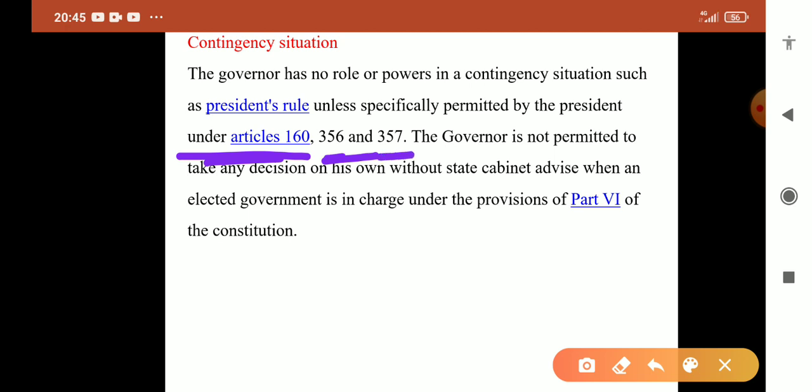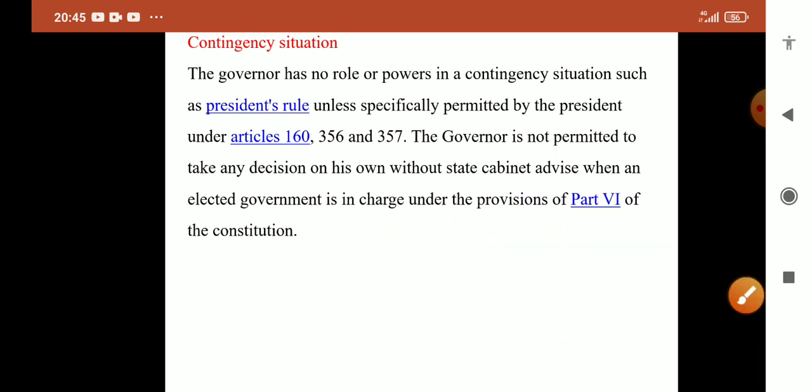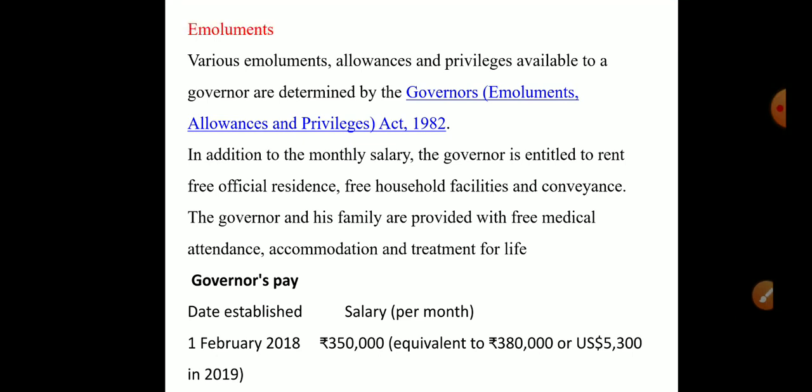The governor is not permitted to take any decision on his own without the state cabinet's advice when an elected government is in charge under the provisions of Part 6 of the Constitution. So this is in contingency situations, right? Now emoluments, what salary and perks a governor gets.